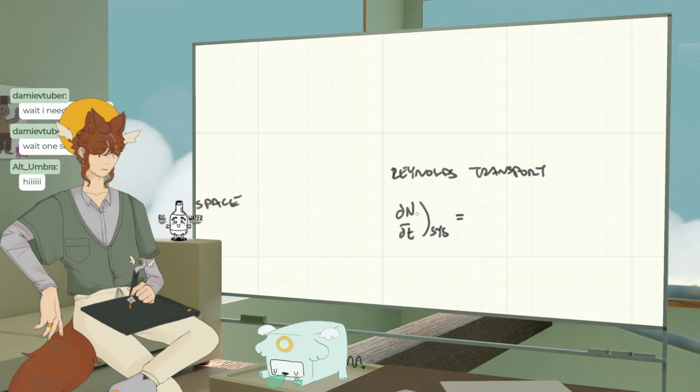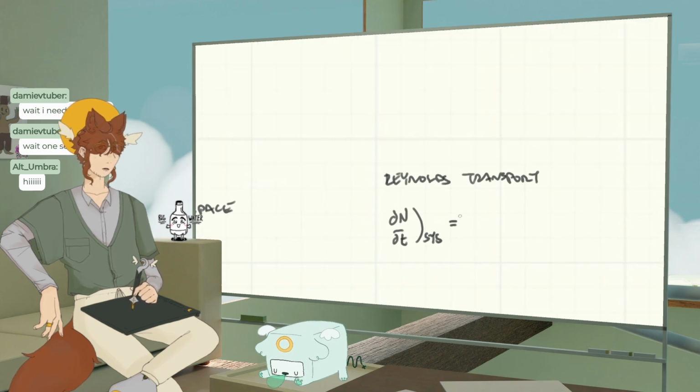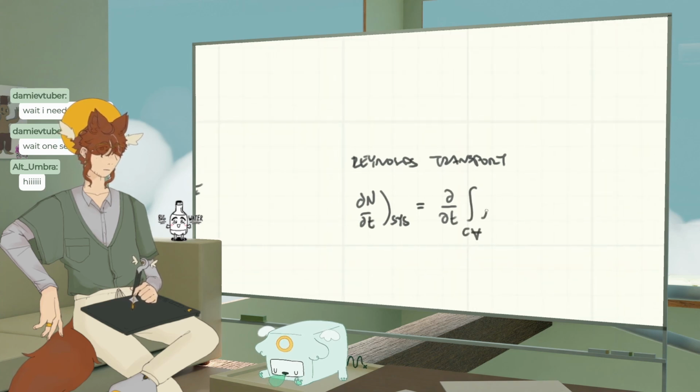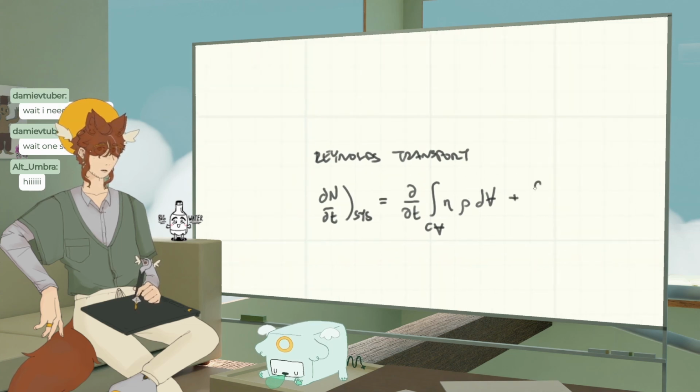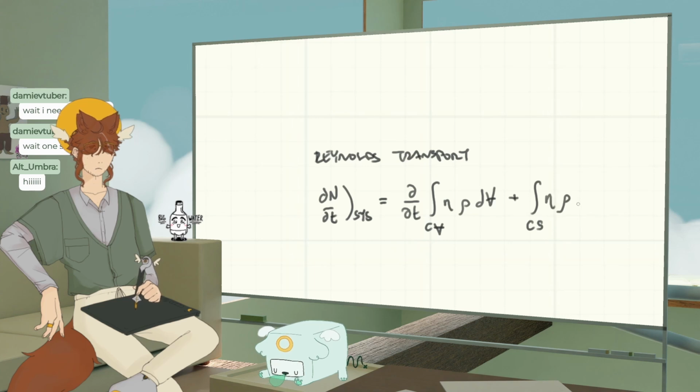So we have this rate of change of this system property, and that's going to equal d/dt over our control volume of the density, or sorry, it's eta really, our intrinsic property, times rho dV, because rho is what converts our property into some form of mass or whatever, plus the integral over the control surfaces, which are just the sides of our control volume, of eta rho V vector dot dA vector.